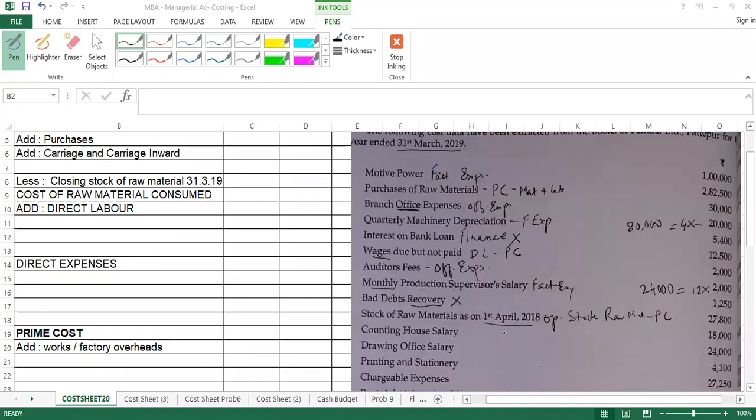Next. Counting house salary. Counting house means where we are counting or some work is done, that is admin expenses. So this will go in your office expenses. Next. Drawing office salary. This is concerned with your manufacturing, the drawing department where they are doing the drawing and everything. So this is your factory expenses.